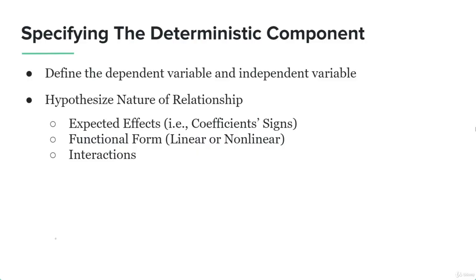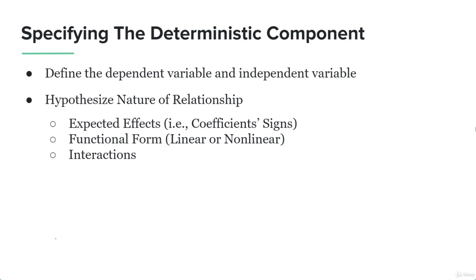In model specification, we're going to specify the deterministic component. Firstly, we're going to define the dependent variable and the independent variable. These are part of the specification of the deterministic component. Secondly, we're going to hypothesize the nature of the relationship. The expected effects depend on the coefficient signs, which will tell us the nature of the relationship, as we have studied in correlation. But I do not want to confuse the methods. A good analogy is that we use signs to represent the positive and negative relationship between two different variables, and we're going to use the same concept here as well.